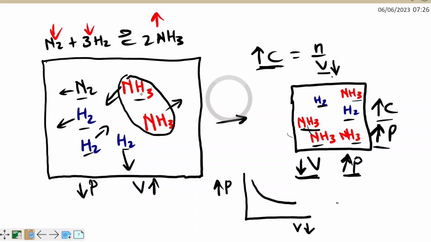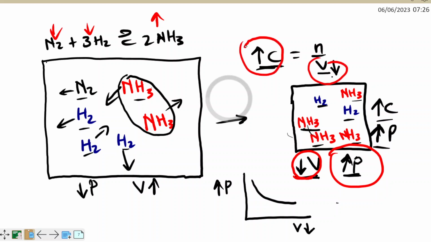So let's look at the graph now. How does this look? But keep in mind that when you want to increase the pressure, you have to decrease the volume. And when you decrease the volume, you are actually increasing the concentration. So the concentration increases as the volume decreases. As a result, pressure is also increased.